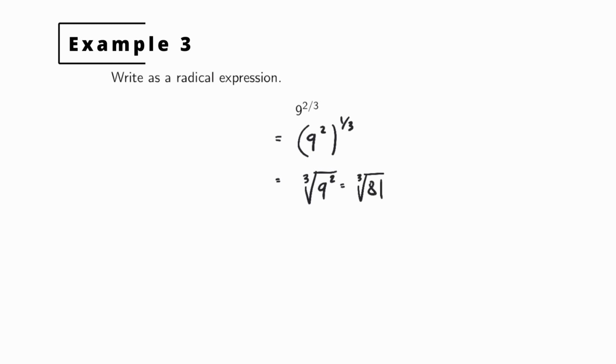The other thing we could have done is reverse this. Instead of writing it as 9 squared to the 1/3, we could also have written it as 9 to the 1/3 power, squared, and that would have been the cube root of 9, squared. Which, I don't know, is not as nice as the cube root of 81, but that's it.